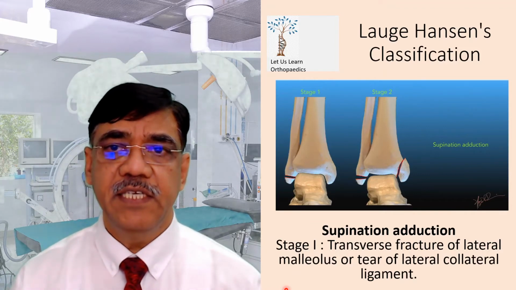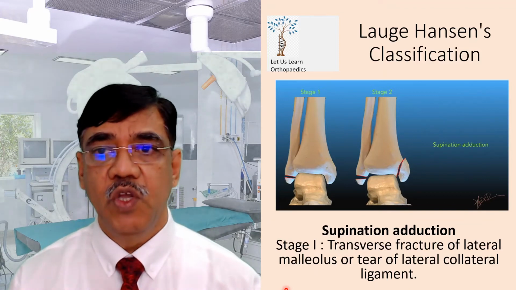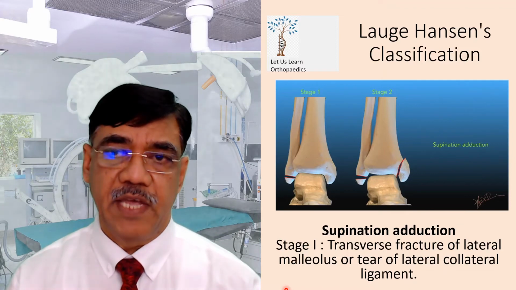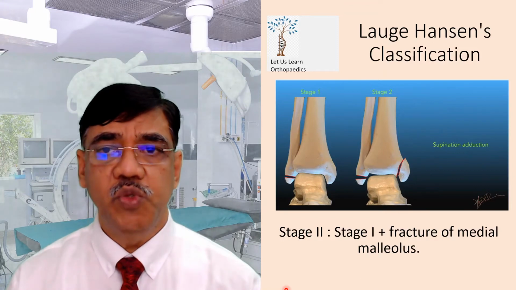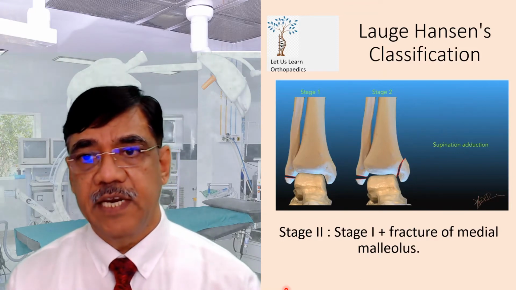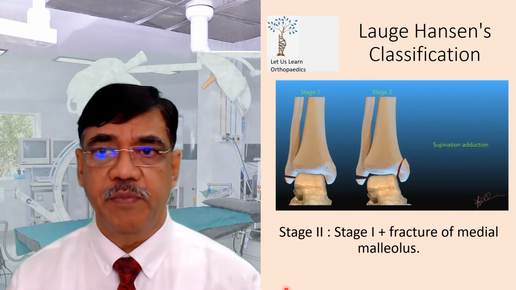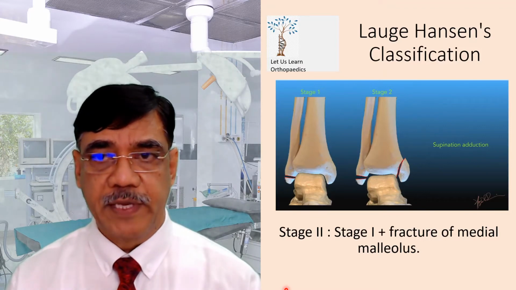So in stage 1, the transverse fracture of the lateral malleolus or a tear of lateral collateral ligament is seen, as shown in the first picture. In stage 2, there will be stage 1 plus, as the adduction force continues, it could lead to a fracture of the medial malleolus, usually which runs superiorly oblique.